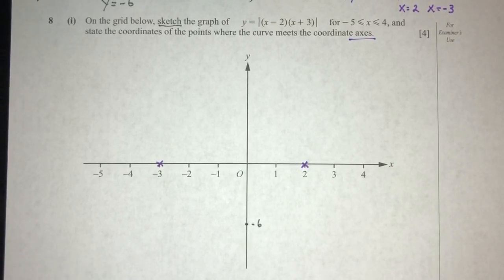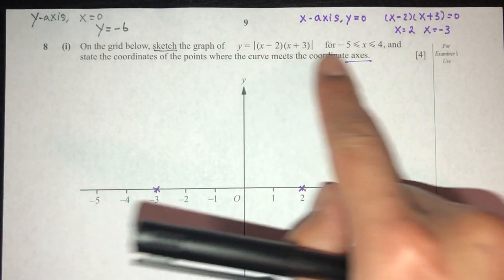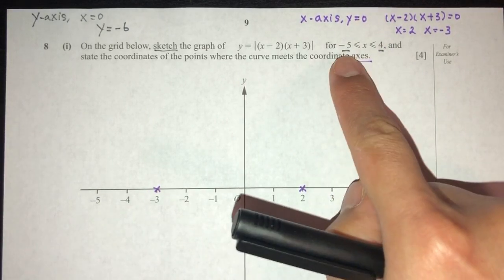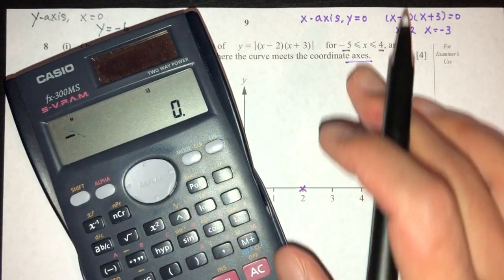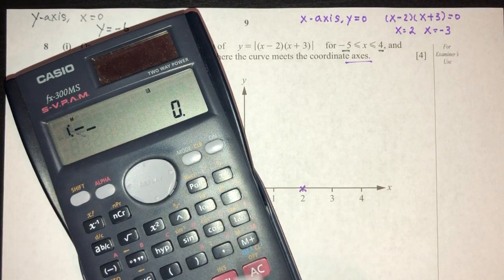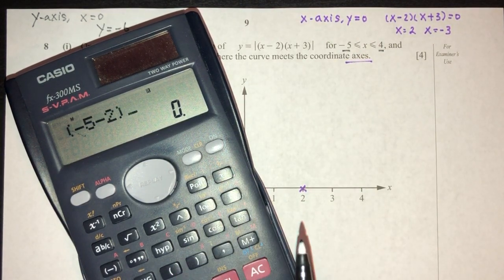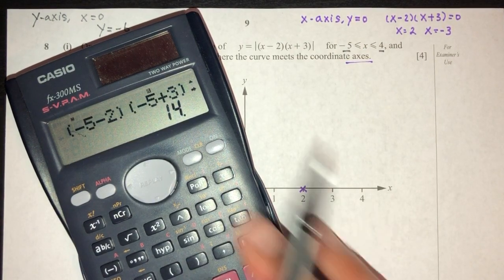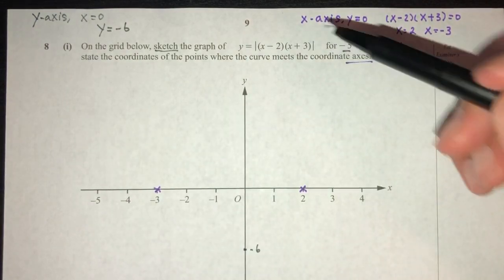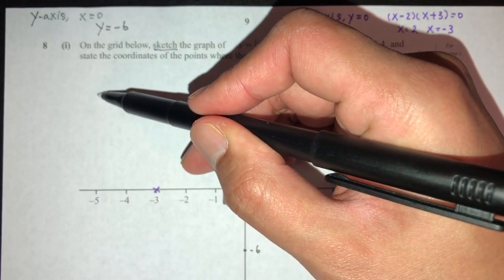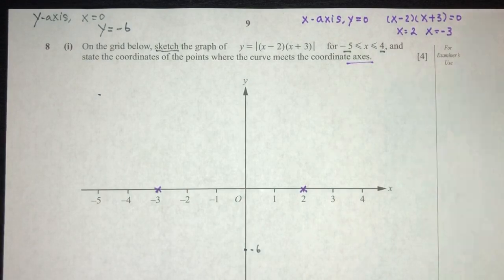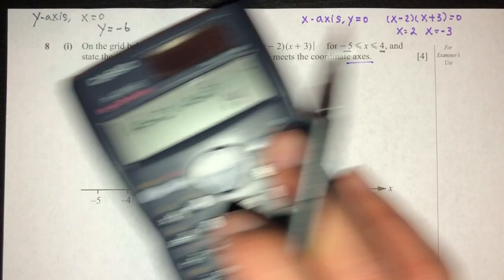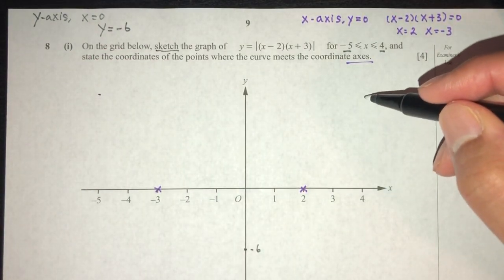And what else do we need to do? It is only between those two numbers, between minus 5 and 4. So we have to see what the limits are, right? So let's put back the values. Minus 5 minus 2, multiplied by minus 5 plus 3, that will be 14. So minus 5 will give 14, somewhere about here. And then for 4, so 4 minus 2 times 4 plus 3, that will be 14 as well. So again, somewhere about here.